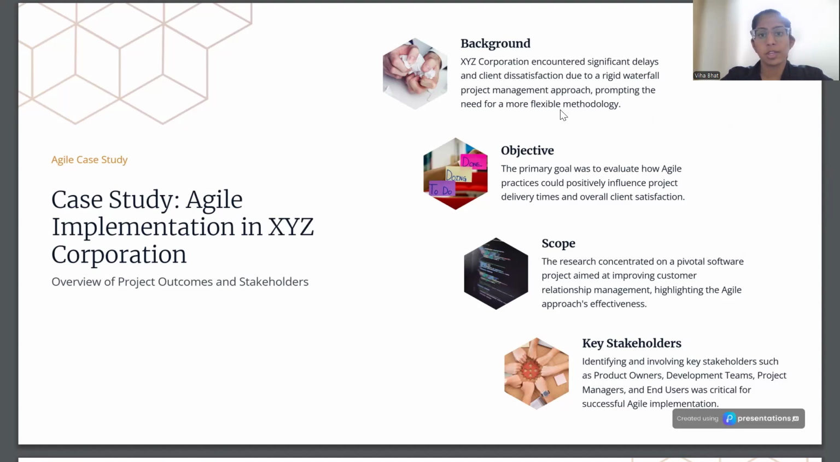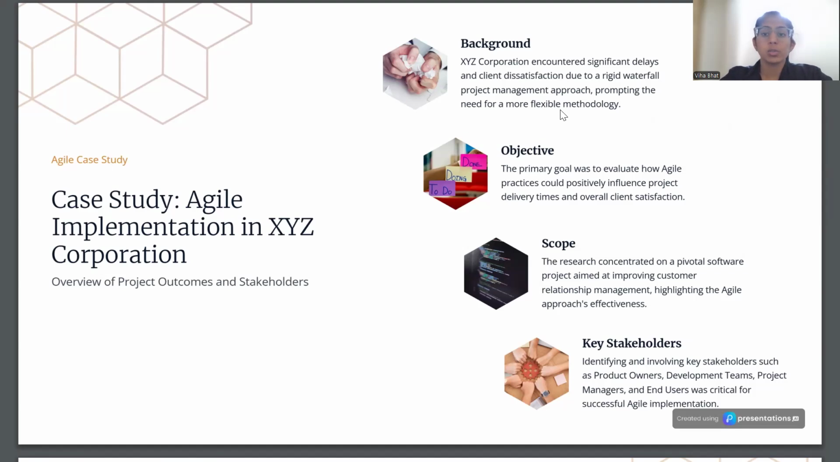This company was facing a lot of delays in their software releases. Their client was very dissatisfied due to the rigid waterfall project model that they had been using. So they needed to promote more flexible methodologies.